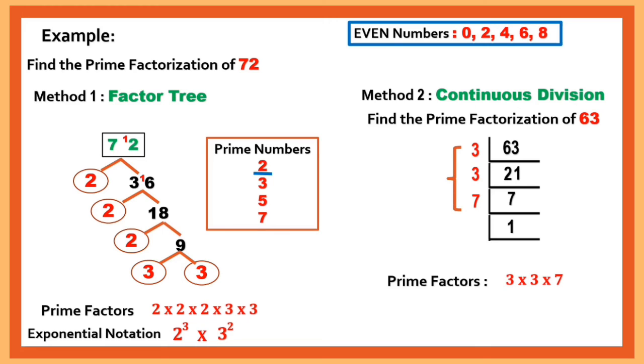Or pwede din nating isulat gamit ang exponential notation. So, paano? Madali lang. Tingnan lang natin kung alin dyan ang magkakatulad. Since si 3 ay may katulad, isulat natin ang 3 to the power of 2 dahil dalawang beses na inulit si 3. And then, bring down lang natin ang times 7. That's it.